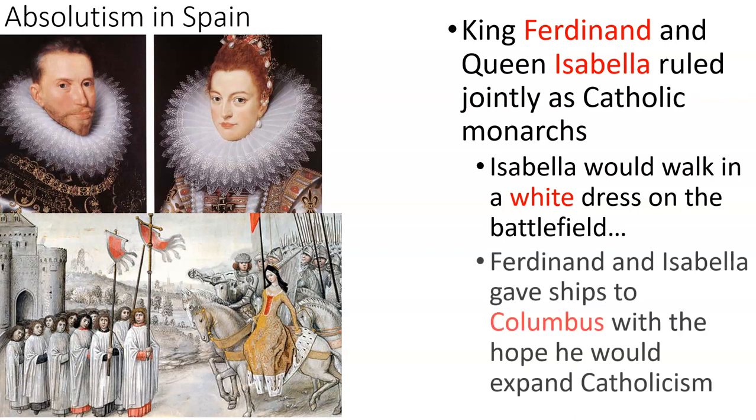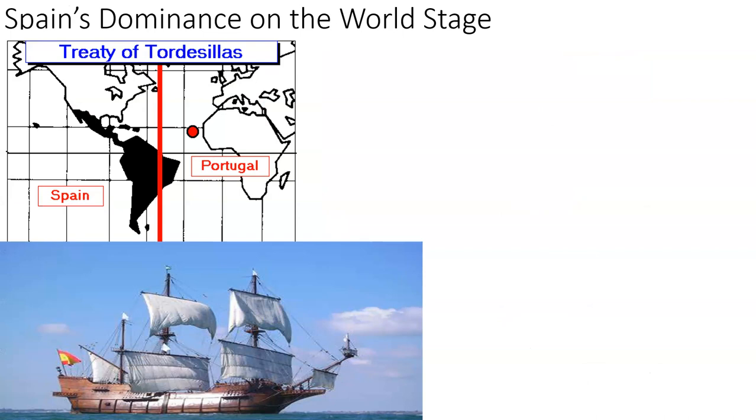That's the reason why she gave the ships to Columbus, hoping to spread Catholicism. So that's what you know about Spain. And she is at the forefront of the Reconquista, pushing out the Muslims, pushing out the Jewish people. So now, how does Spain become a world stage power? Well, they signed something called the Treaty of Tordesillas with Portugal. If you recall, Spain and Portugal are the two nations that dominate the new world. And a lot of it has to do with this treaty.